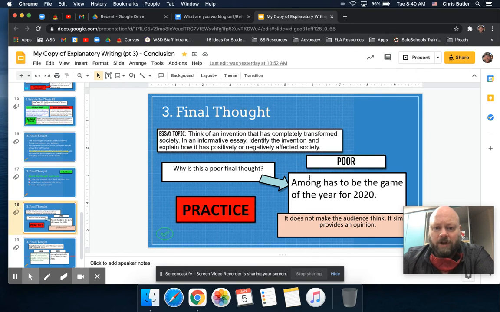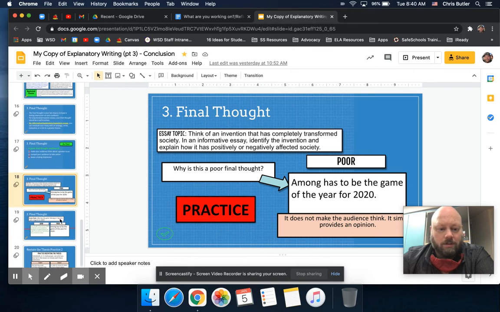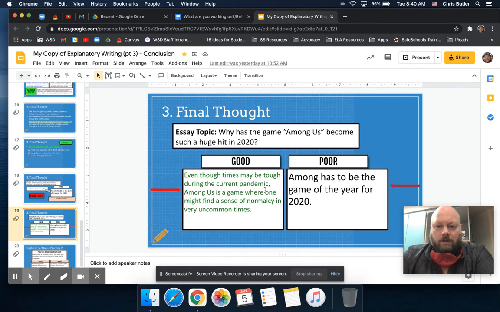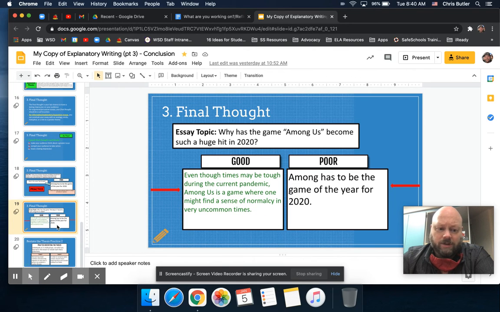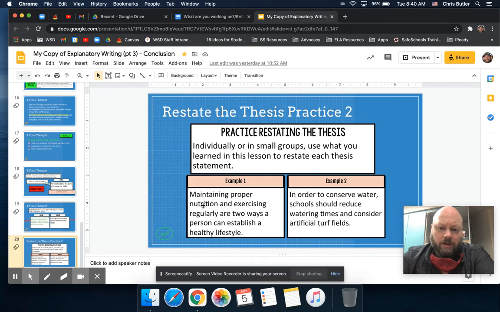A poor final thought, last part of the essay. Among Us has to be the game of the year for 2020. It doesn't make the audience think, just provides your simple opinion. A good one, for example: even though times may be tough during the current pandemic, Among Us is a game where one might find a sense of normalcy in very uncommon times.